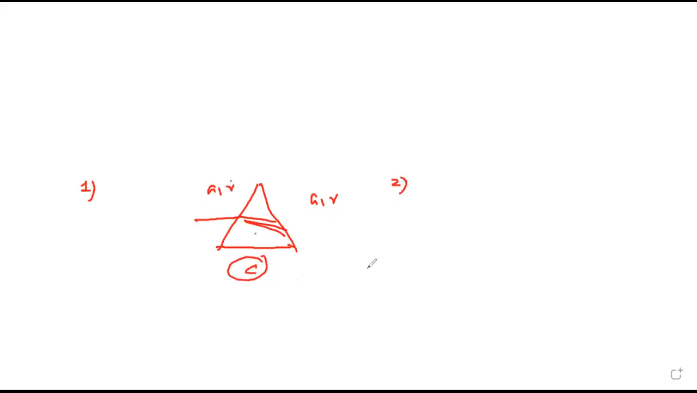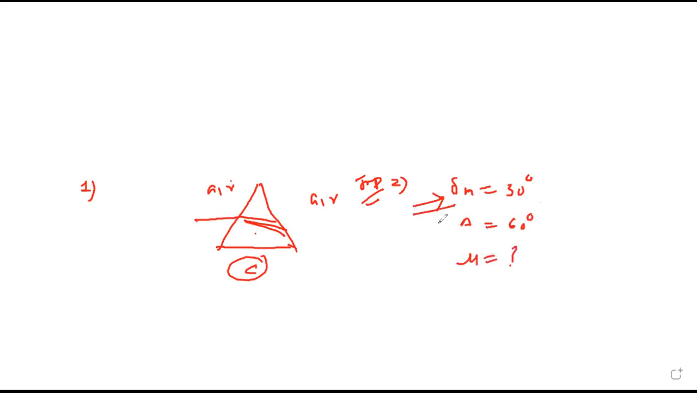Second, very important for board exam. The angle of minimum deviation for a prism is 30, and the angle of prism is 60. Then what is the refractive index?